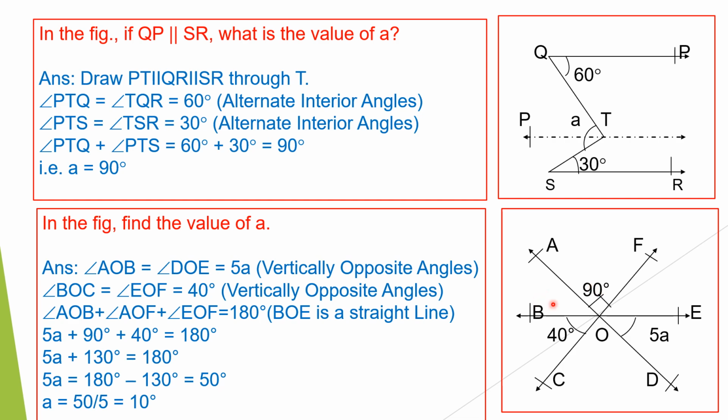Now we got this one to be 5A, this is 90 degrees, and this is 40 degrees. When you add these three, that will be equal to 180 degrees, because BOE is a straight line. So 5A plus 90 plus 40 equal to 180 degrees, 5A plus 130 equal to 180, 5A will be 180 minus 130, 50 degrees, A will be 10 degrees.